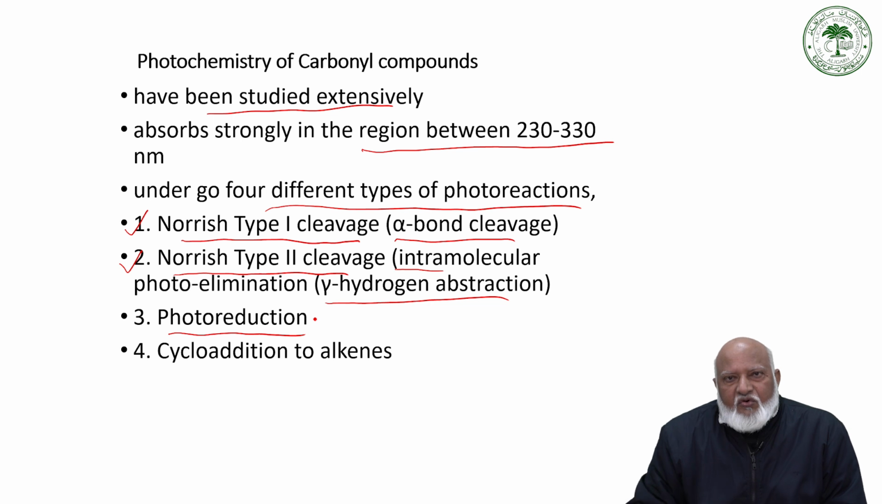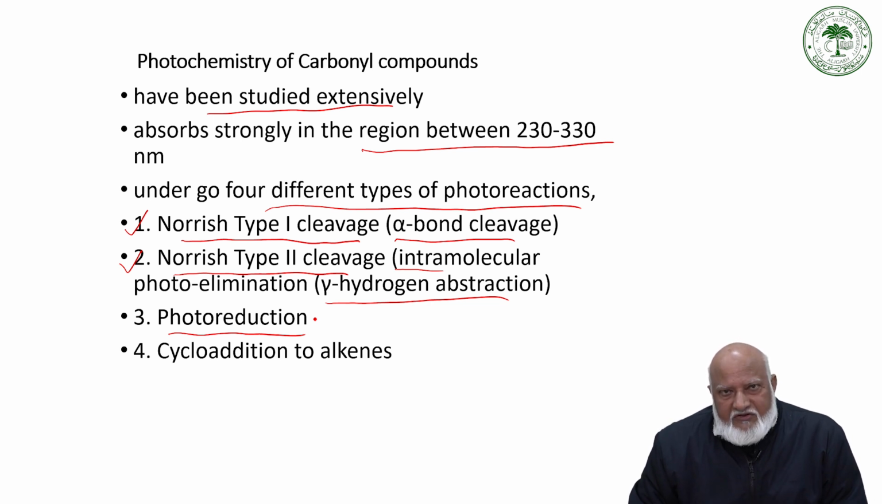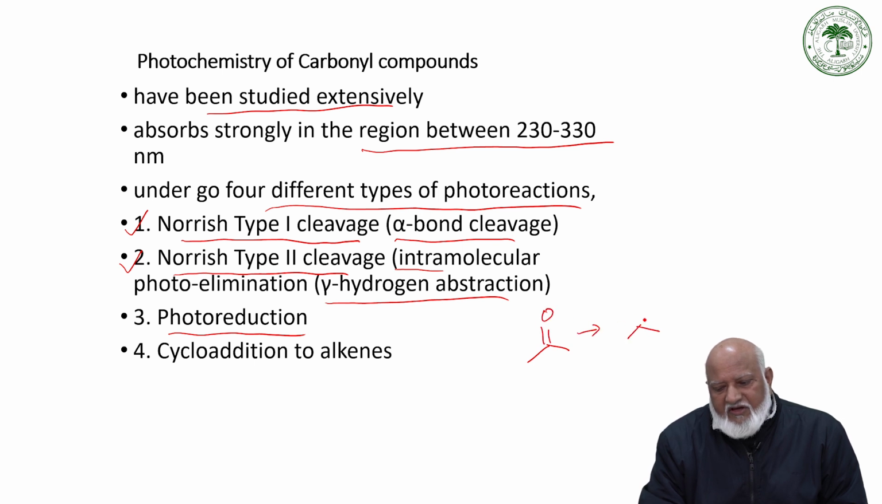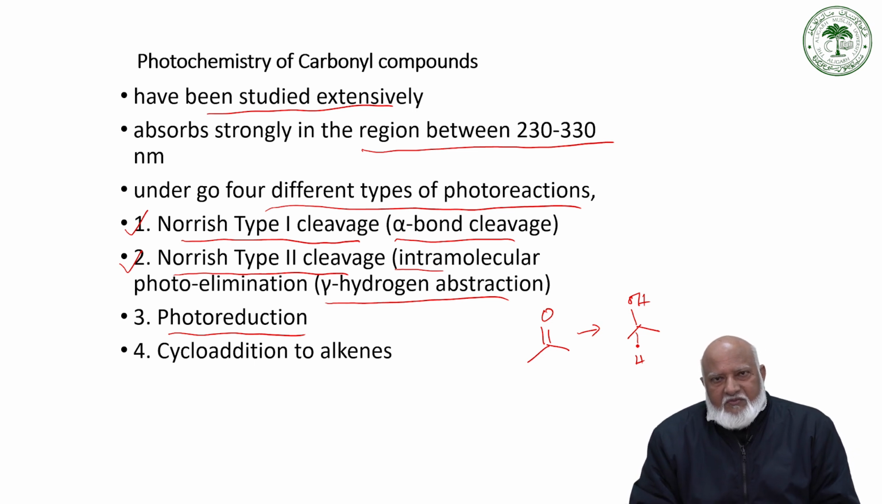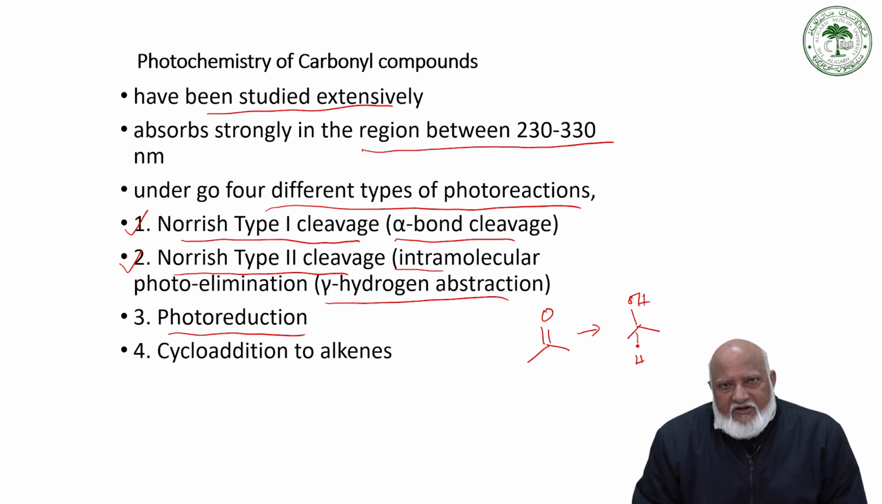A third type of reaction is photoreduction, meaning reduction of carbonyl compounds, which is also common in aromatic carbonyl compounds. So carbonyl gets reduced to CHOH. This is known in the case of aromatics like benzophenone, where the carbonyl gets reduced to give the corresponding hydroxy derivative.